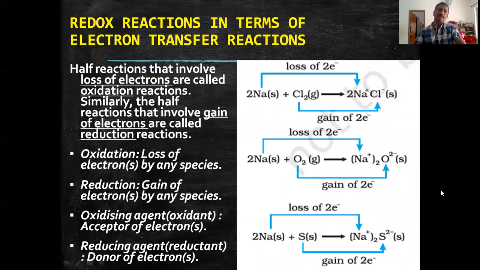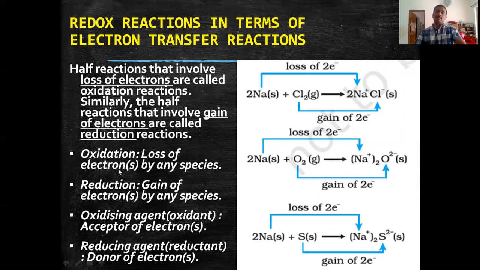Now, redox reactions in terms of electron transfer. That is the electronic concept of oxidation and reduction. What is oxidation in the electronic concept? Loss of electrons. Half reactions that involve loss of electrons are called oxidation reactions. Similarly, half reactions that involve gain of electrons are called reduction reactions.